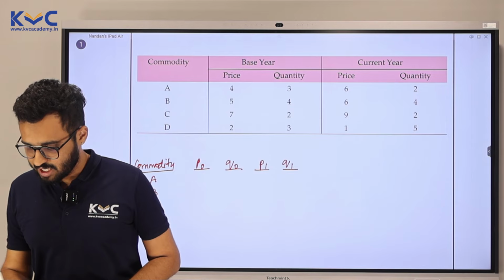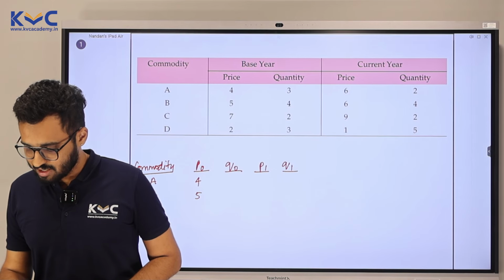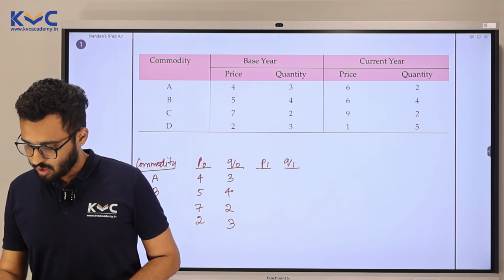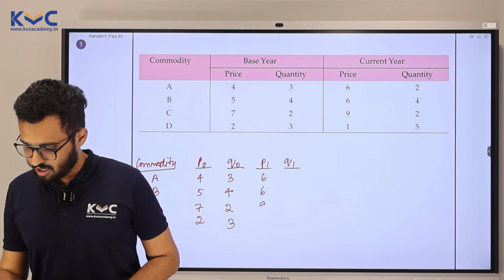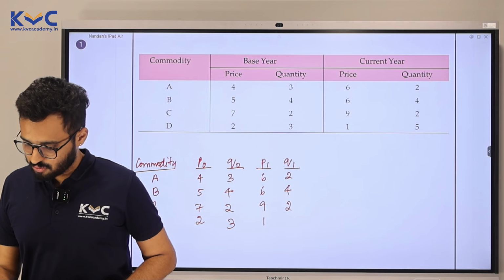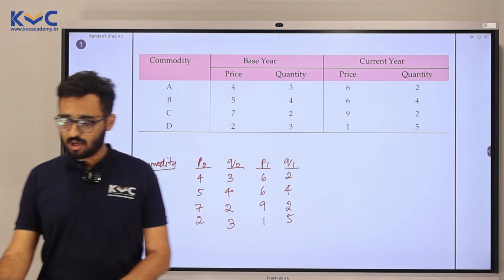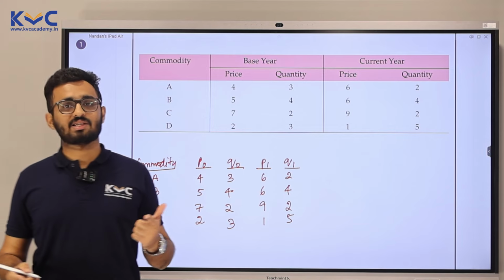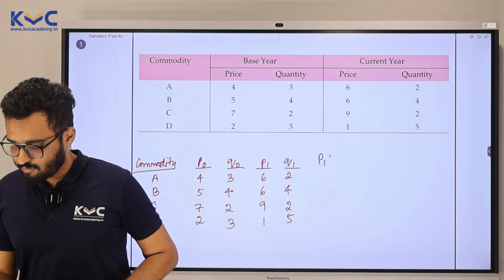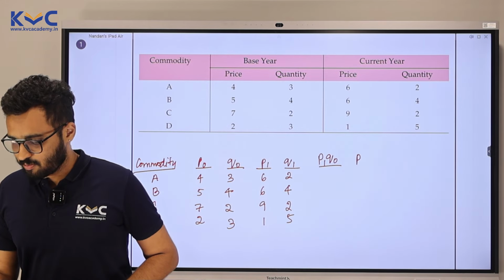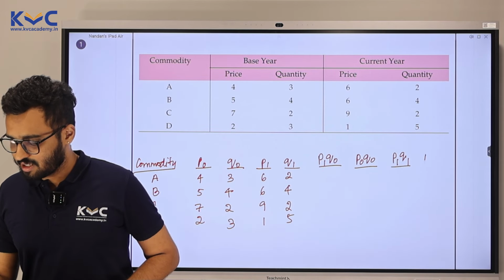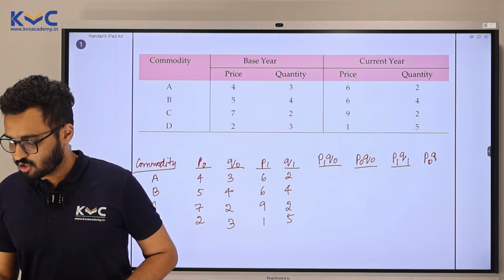So A, B, C, D. P0: 4, 5, 7, 2. Q0: 3, 4, 2, 3. P1 is 6, 6, 9, 1, and the quantities Q1 are 2, 4, 2, 5. Okay, now we'll need all different combinations, right? We are taking all the questions at once. So I'll need summation of P1 Q0, summation P0 Q0, summation P1 Q1, summation P0 Q1.